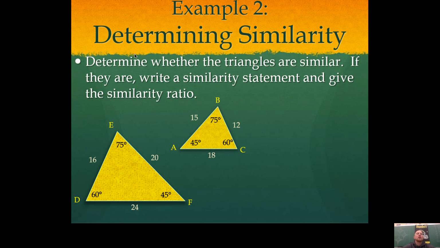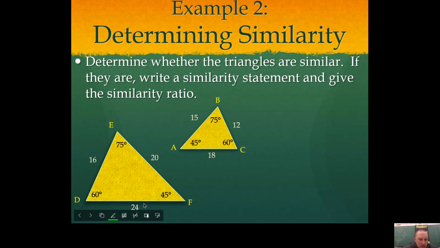Example 2, we're going to determine if two figures are similar. So in the last example, they told you they were similar, and then you said everything that you knew because of that. In this one, they give you more information and then ask if they're similar. If they are similar, we're going to write a similarity statement, and we're going to give the similarity ratio. So there's a lot going on in this one, but this is a really, really good problem.